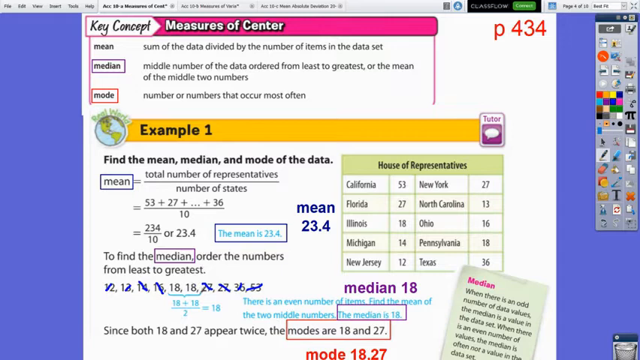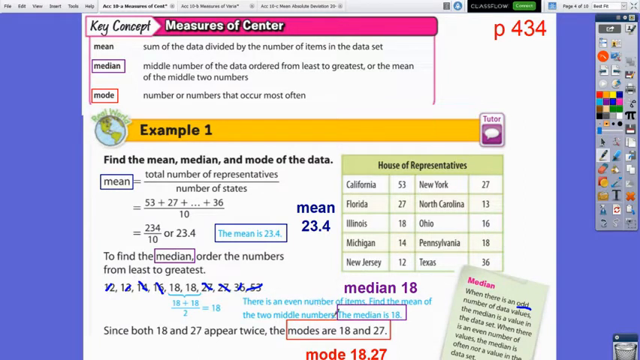If there are 2 numbers in the middle, you take the average of those 2 numbers. If they're the same, then that's obviously the number. You add the 2 numbers and divide by 2 to get halfway, or you can just do it in your head. Or if there's only 1 number left, when you have an odd number of data values, then that 1 number in the middle is the median. So the median here is 18 representatives.